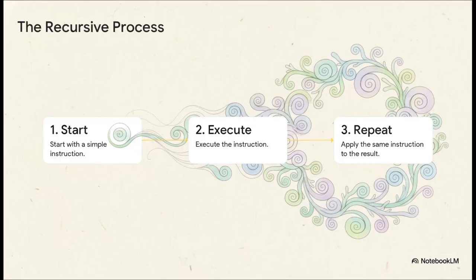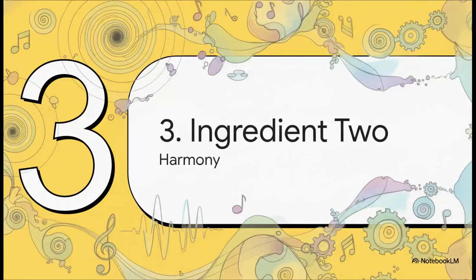You can really break it down into 3 easy steps. 1, you start with one simple instruction. 2, you do it. And 3, this is the magic part, you apply that exact same instruction to the thing you just made. And you can just keep doing that over and over and over. But just repeating a process isn't enough. That could just create chaos. It needs a goal, a beautiful outcome.